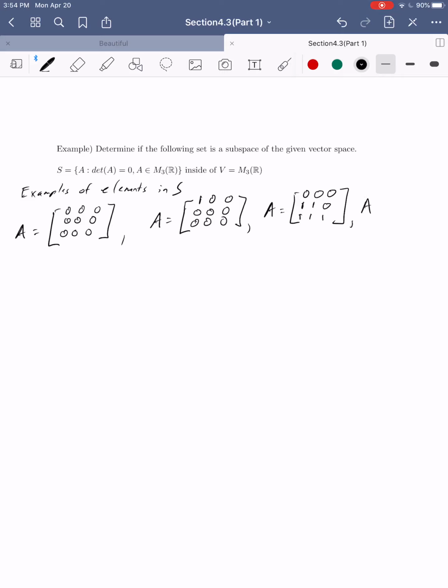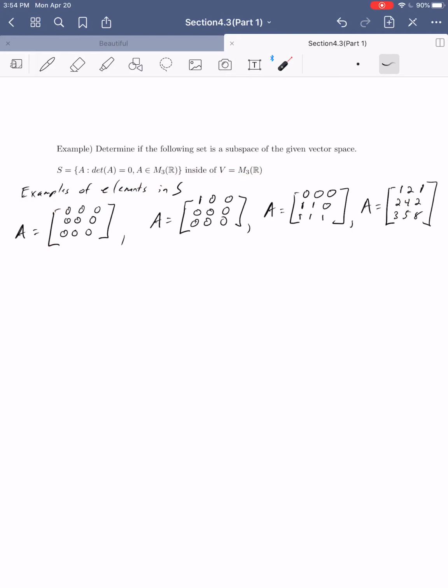Or you could even have something like this. If you really think back to what we know about determinants, we could have something like 1, 2, 1, 2, 4, 2, maybe 3, 5, 8. Who cares, right? The reason I know that this has determinant 0 is that this row here is a scalar multiple of this row here. So you could use an elementary row operation to zero out this row. And then once something has a 0 row, it's guaranteed to have a determinant of 0. So all of these things are elements in S.